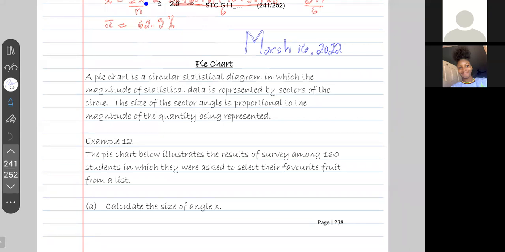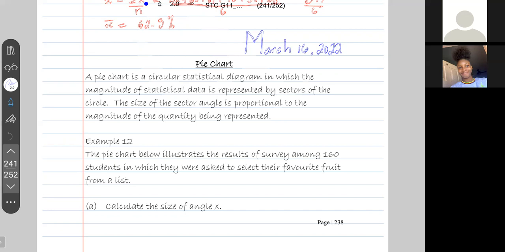We're looking at pie charts. A pie chart is a circular statistical diagram in which the magnitude of statistical data is represented by sectors of the circle. The size of the sector angle is proportional to the magnitude of the quantity being represented.